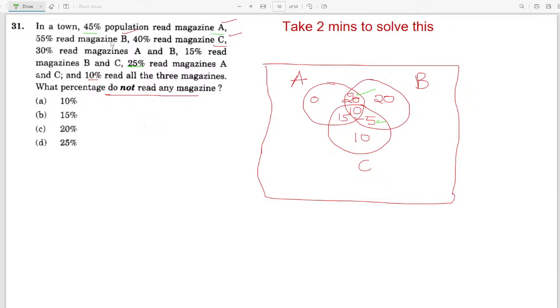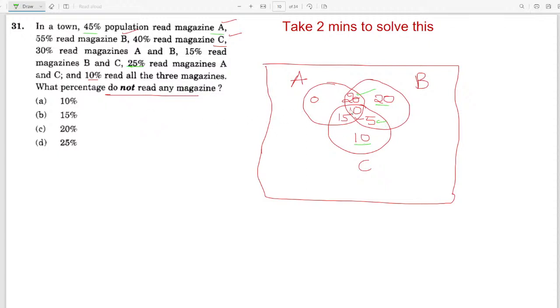And then 55% read magazine B. 55 is 20, 10, 5. This would be 35. So the remaining, to make it 55, would have been 20. And similarly, for magazine C, 40% read magazine C. 15 plus 5 is 20 plus 10 is 30. 40% read magazine C. So another 10 would be from here. Only 10 people read only magazine C alone.